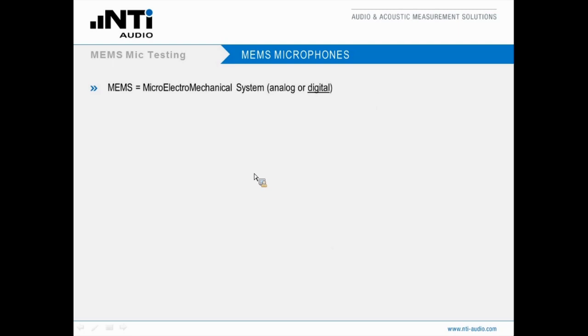But first, let us take a look at the definition of a MEMS microphone. MEMS stands for microelectromechanical system. So these are typically devices that are designed and built in silicon chips. They can be analog or digital. In this webinar, we are explicitly referring to digital MEMS microphones. Well, the advantage of implementing these devices on a silicon chip is the low production costs. So consequently, typically we have a couple of MEMS microphones per device due to the low costs.